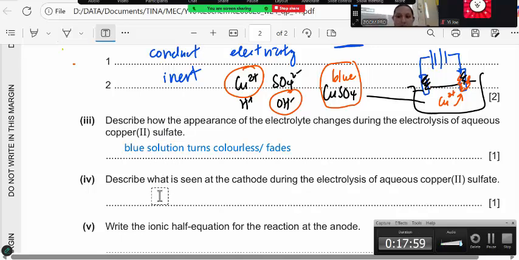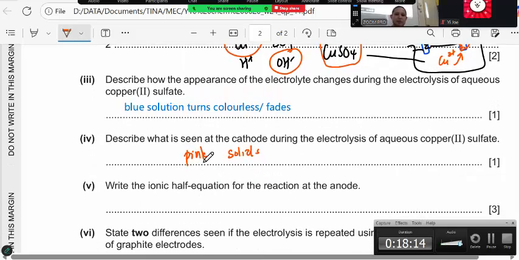Okay? Describe what is seen at the cathode during electrolysis of copper(II) sulfate. I just told you here. Now this one you must say it's actually pink solids, because when it's freshly made, it's pink. Reddish brown is no, reddish brown is bromine. This one is pink solids. Anode is this one, hydroxide. This one you must memorize. I cannot do anything much.